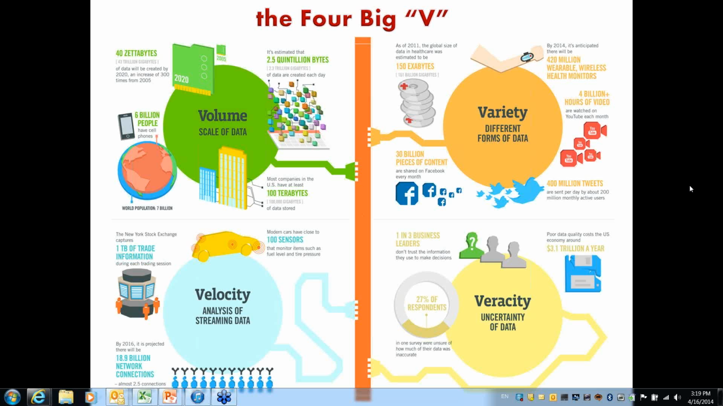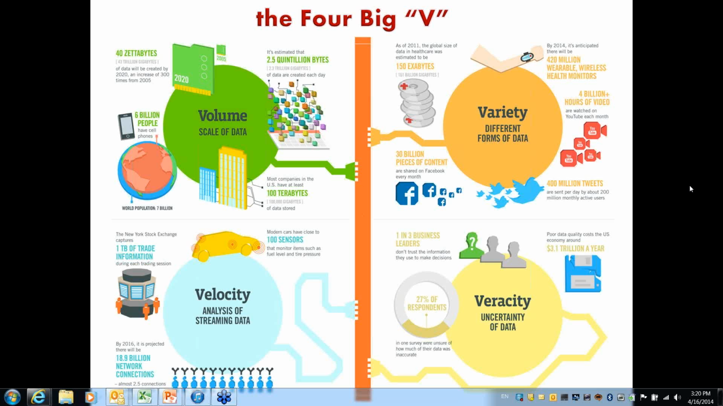Then comes, I'm talking about the left corner, the velocity, the analysis and the streaming of data. The streaming of data is only increasing day by day. The number of sensors that a car can have can stream so much data, and a flight can generate so much data. In a minute of a flight journey, close to 445 gigabytes of data is generated.